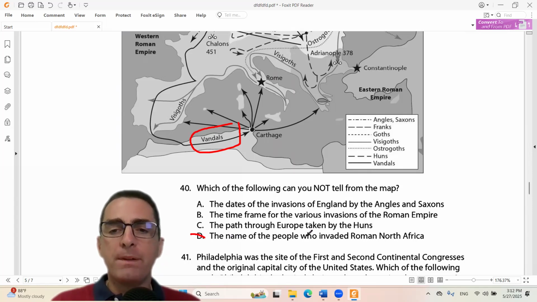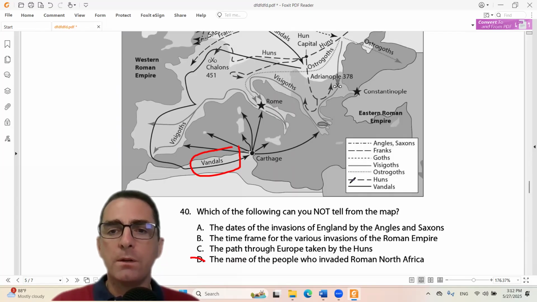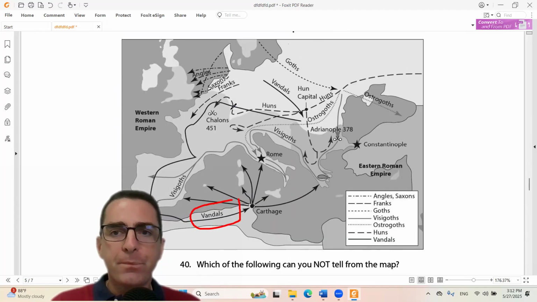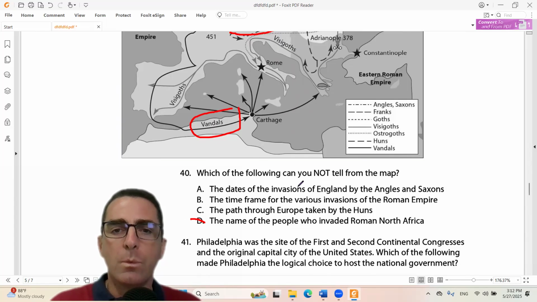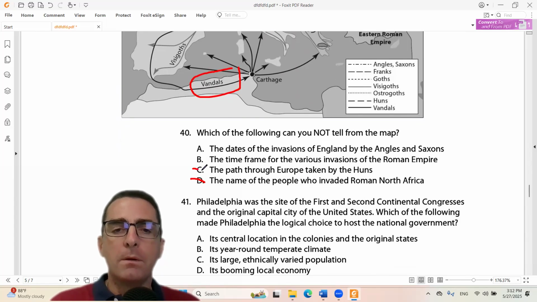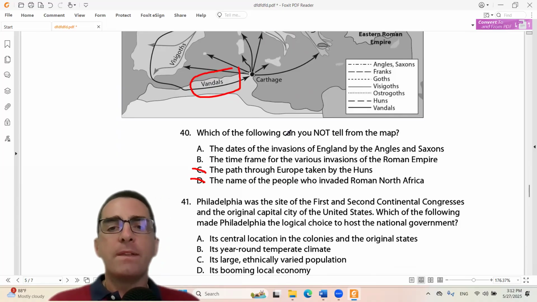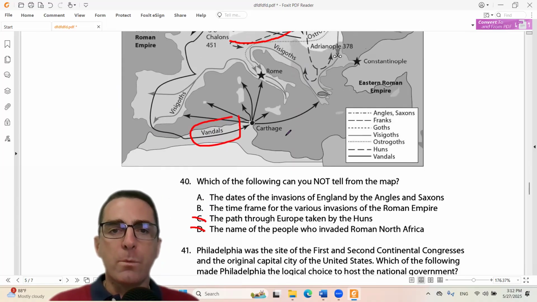The path through Europe taken by the Huns. So who are the Huns? Huns are the dotted line here. And here we can see the path of the Huns clearly marked through Europe. So we can tell that from the map. So it's not that.